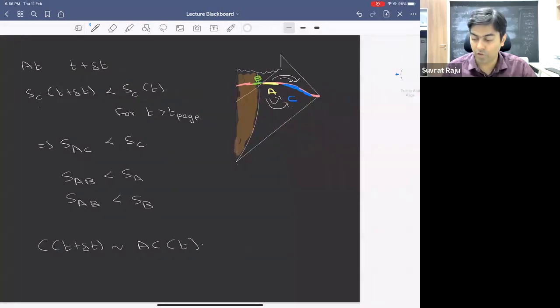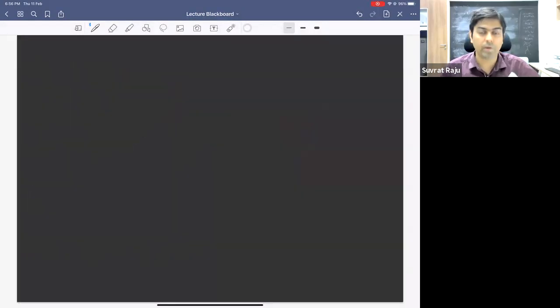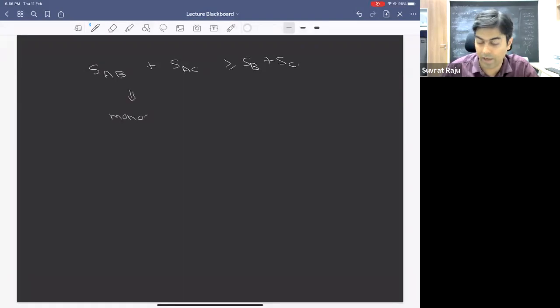Okay. So just to go back to the argument, the von Neumann entropy satisfies some inequalities. One of the inequalities that the von Neumann entropy satisfies is that SAB plus SAC is greater than or equal to SB plus SC. This is called the strong subadditivity inequality. And this strong subadditivity inequality you can think of as representing a version of the monogamy of entanglement. Why does it represent a version of the monogamy of entanglement? The reason is quite simple.